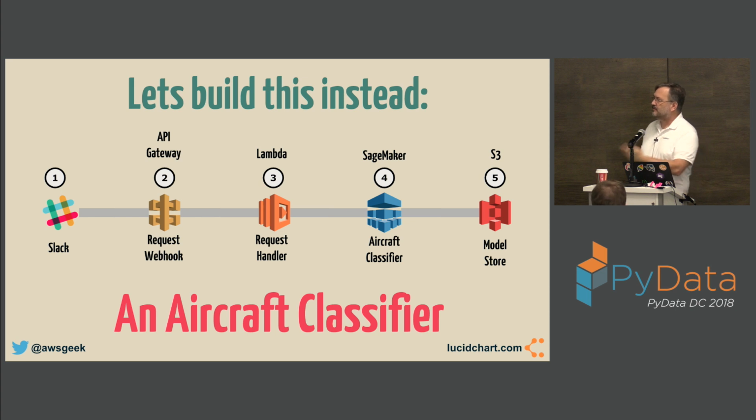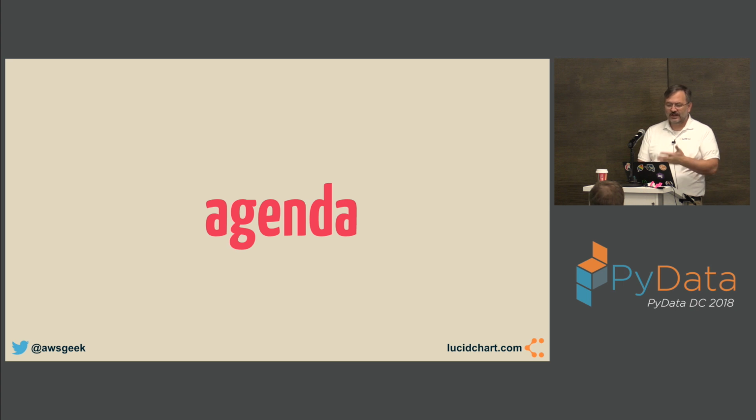We're going to use Slack as the public interface. We're going to use API Gateway as a public HTTP interface into an AWS system, a couple of Lambda functions to actually execute code, and then we're going to use Amazon SageMaker as the machine learning backend for this system, and S3 as well to store the model. So here's how we're going to do it.